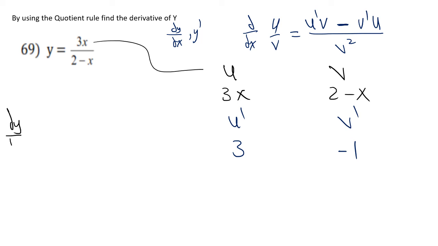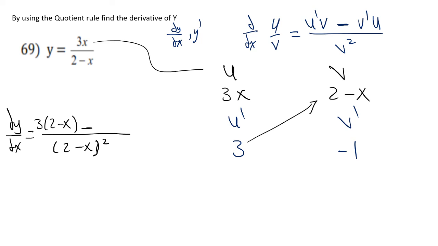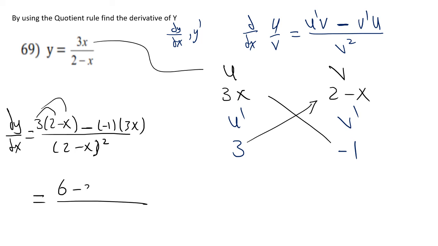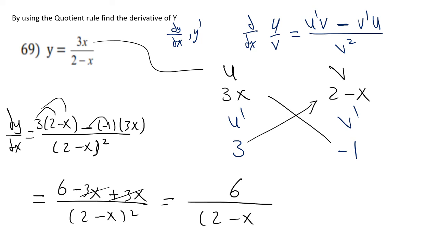So dy with respect to x is the square of the denominator, and then 3 multiplied by (2 minus x) minus negative 1 times 3x. So 3 multiplied by 2 is 6. 3 multiplied by negative x is negative 3x. Negative multiplied by negative is positive 3x, divided by (2 minus x) squared. So it's 6 divided by (2 minus x) all squared.